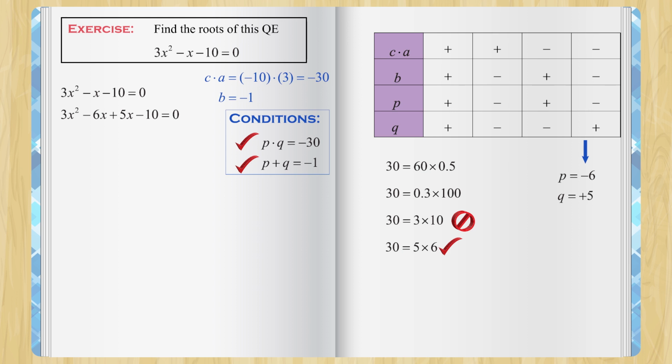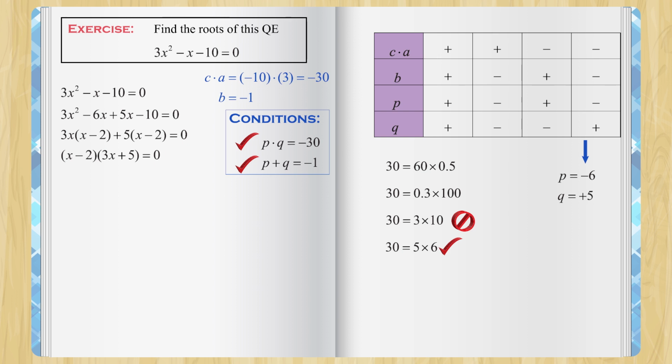Okay, now let's factorize. Here 3x is common, so we factor it out and write x minus 2 inside brackets. And here 5 is common, so we factor it out. And this is what we are left with. We know that the next step is again factorization. And for that, these two brackets should be the same. So if they are not equal, then you are not on the right path. Okay, so we can factor out x minus 2 and 3x plus 5 goes into the second set of brackets.